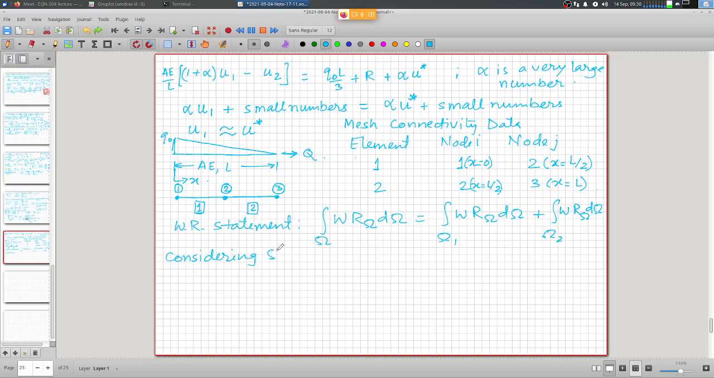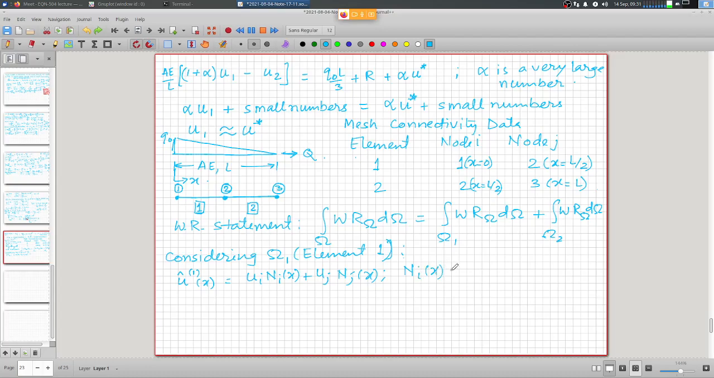Right. So considering omega 1 or element 1, u hat over element 1 is given by ui Ni(x) plus uj Nj(x). And what is Ni?